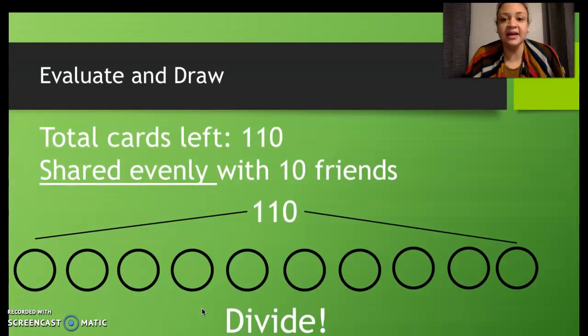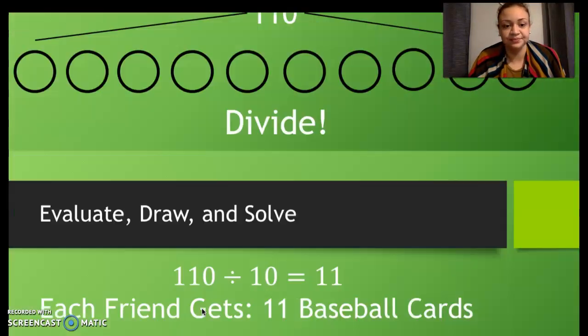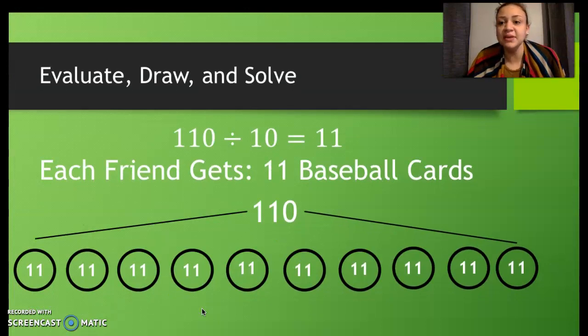We're still evaluating and drawing. So we know that we have 110 cards left because Dylan kept 13. Now we need to share evenly with 10 friends. So sharing evenly is another key word we have practiced. It is divide. So we're going to divide the 110 cards with 10 friends. So when we do 110 divided by 10, we get 11.